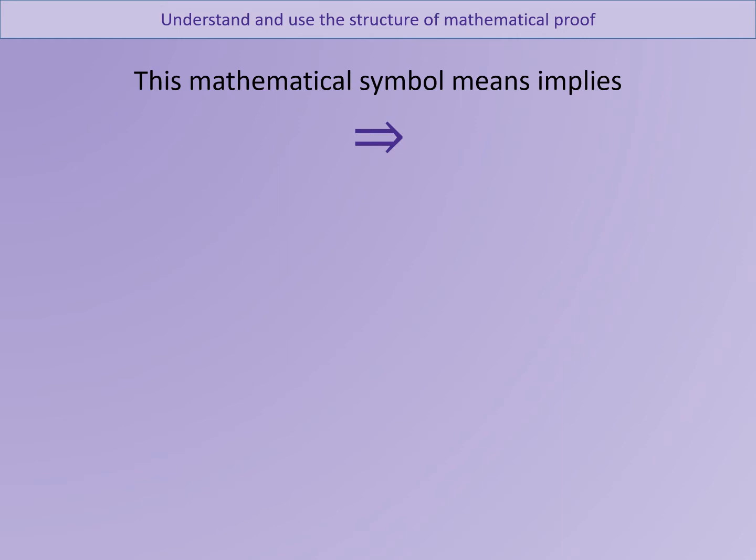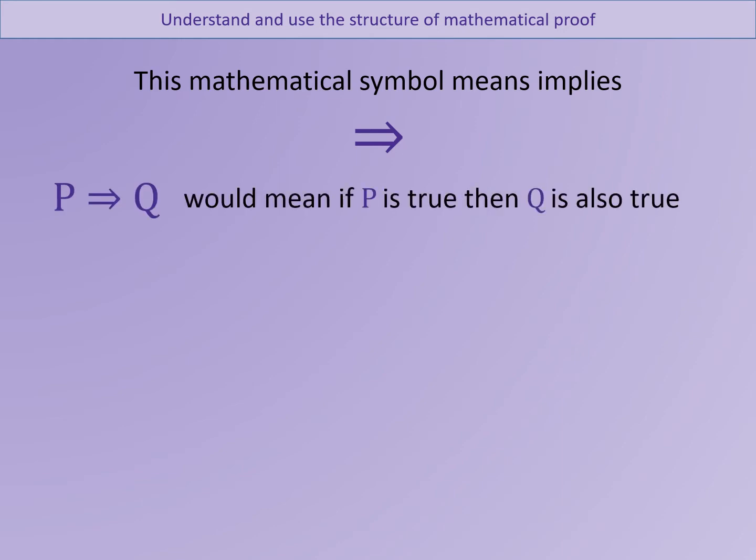We now have a symbol, which is often used in proof. You may or may not have seen this symbol before, but it represents the imply sign. So we'll have a look at an example. So this notation here would mean that if P is true, then Q is also true, and exclusively true at that, but we'll come on to some examples to explain that in just a moment.